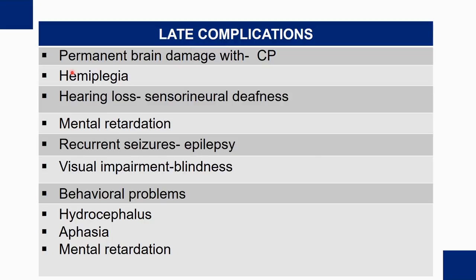So those can be permanent brain damage with cerebral palsy, especially if the child is younger than 2 years. Then can be hemiplegia, hearing loss or sensorineural deafness, mental retardation, recurrent seizure, secondary epilepsy, visual impairment like blindness, and then behavioral problems can occur. Hydrocephalus, aphasia, mental retardation are some late complications.